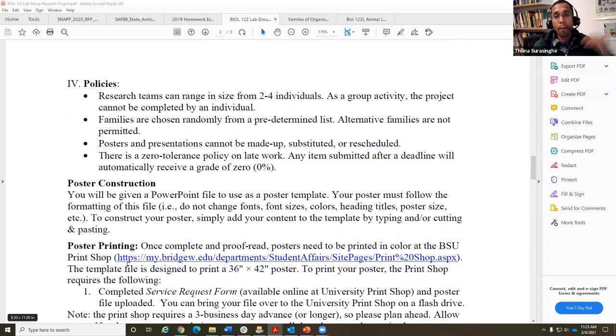So what they did is actually they created a Google Drive to share information, to upload research information they find, to keep a copy of that poster template. And then what mostly they did is actually rather than continuously meeting, they did a division of labor.